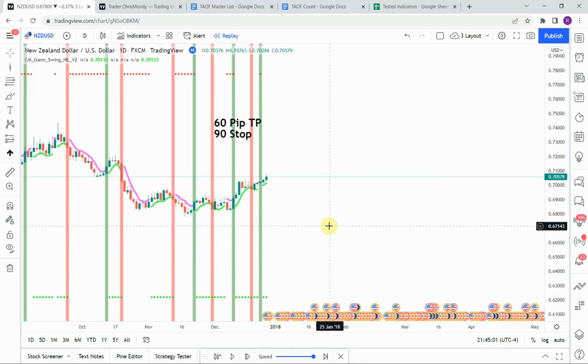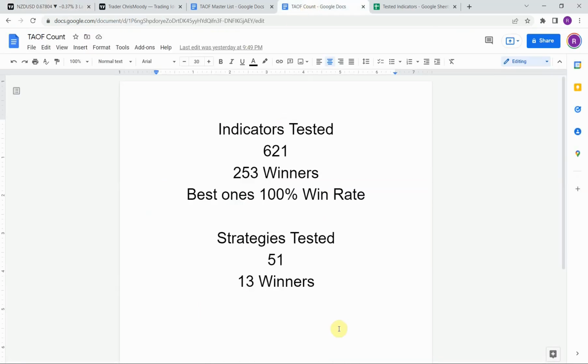Alright, as I said, today we will be testing the CM Gann Swing HLV2 indicator. Before we do though, I wanted to put the testing scoreboard up for everyone to see. So to date, we have tested a total of 51 different strategies, with 13 of them being profitable. We have also tested a total of 621 indicators, with 253 of them being winners. The best ones so far were able to achieve a 100% win rate.